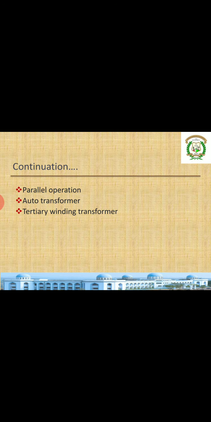So in this subject, we are also going to study the parallel operation of the transformers. Sometimes we need to have more than one transformer to operate in a single connection. Then we need to go for the parallel operation.